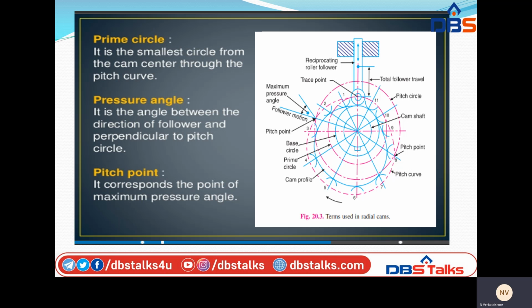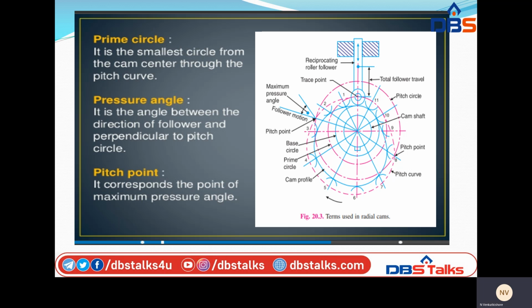And next, prime circle. What does prime circle mean? It is the smallest circle that can be drawn from the center of the cam and tangent to the pitch curve. So previously the base circle was only the smallest circle drawn to the cam profile. But here the prime circle is also the same, only the difference is that it is tangent to the pitch curve.